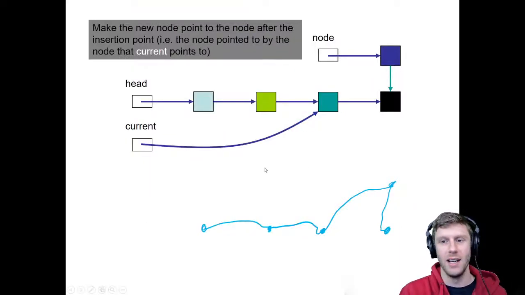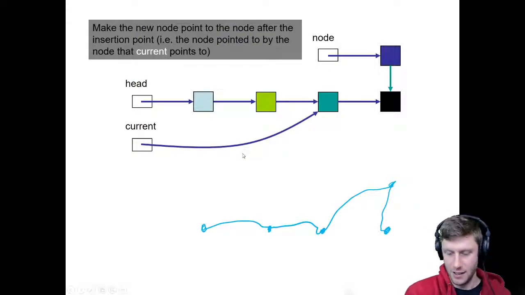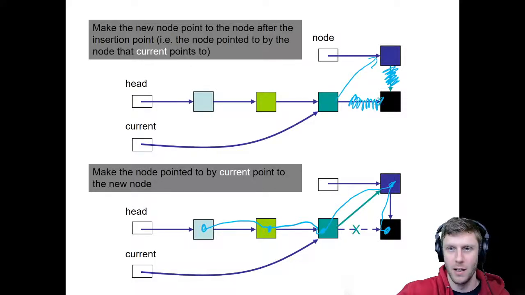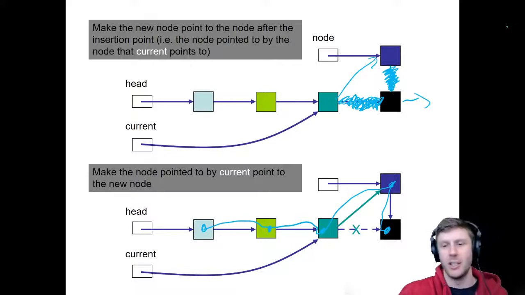But again, imagine for a second that I didn't do this step first. I said, oh, okay, current, your next is now the new node. And then this pointer is gone. Well, now what points to the black node? Currently nothing, and we've just lost this node and everything that comes after it. So we're in big trouble. So again, order, super important here.